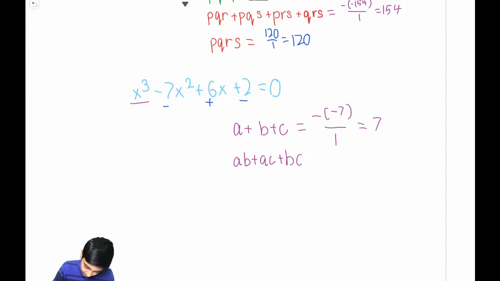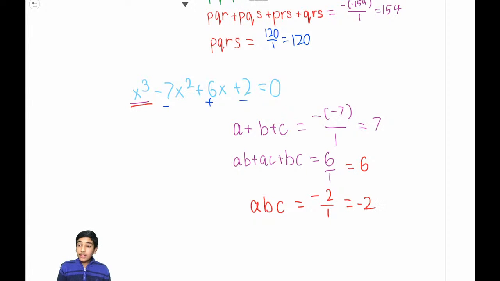The pairwise sum is equal to 6, 6 divided by 1, because I keep dividing by the coefficient of x cubed, which is just 6. And then we take the product of all 3, abc. Again, we alternate, so this is a negative term. That's why we're taking the negative of 2 divided by 1, which equals negative 2. So is this clear to everyone?